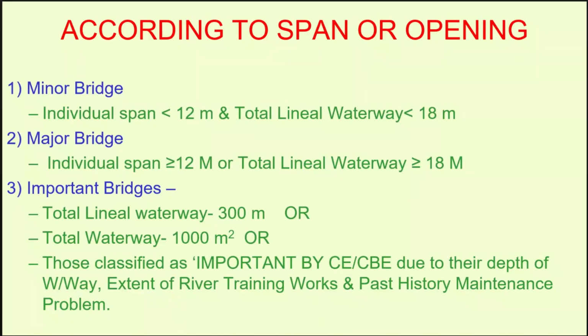But yes, depending upon the human resources distribution, we have classified the bridges as major, minor, important. Of course, there will be design, construction, fabrication and erection issues also; the larger the bridge, the larger the problems. So a minor bridge is classified when the individual span is less than 12 meter and the total linear waterway is less than 18 meter. Means two 9-meter spans, if the sum is less than 18, it will be minor, and if there is one 15-meter bridge, it will become major. So 15 meter can be major, okay, and 18 meter can be minor.